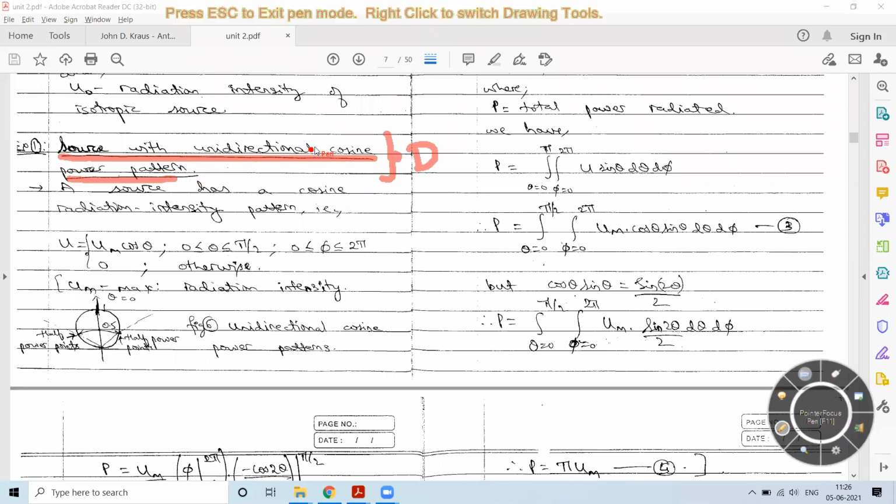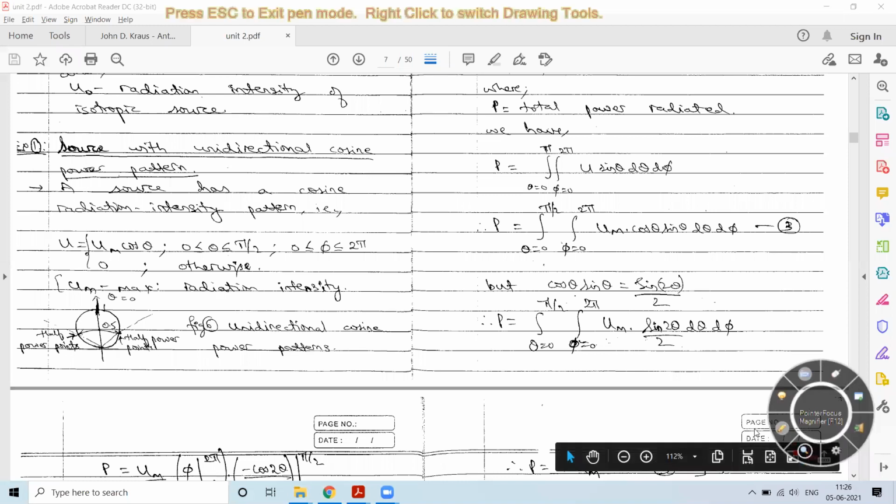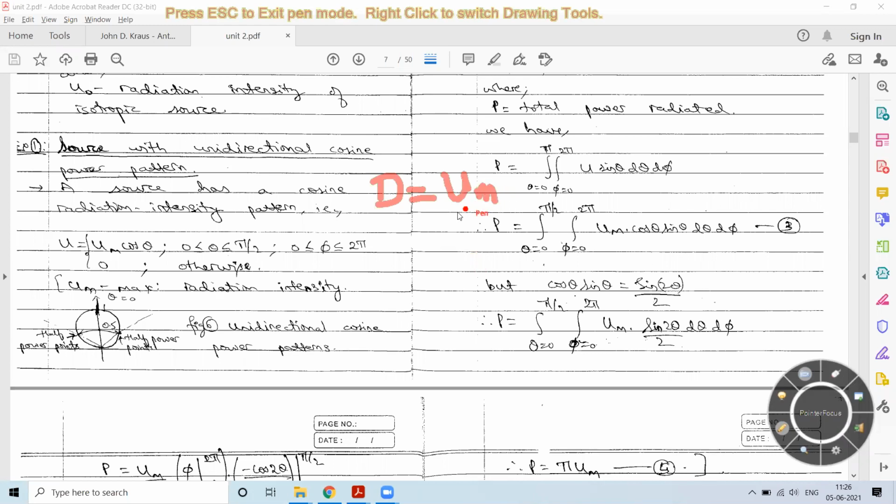So what we will be considering is this pattern, which is given over here as the intensity pattern, that is, the radiation intensity pattern. We need to apply that concept, and then identify what is the directivity. Now, in previous discussions, we had seen that by definition, directivity in terms of radiation intensity is given as the ratio of maximum radiation intensity to average radiation intensity. So this is by definition what is directivity.